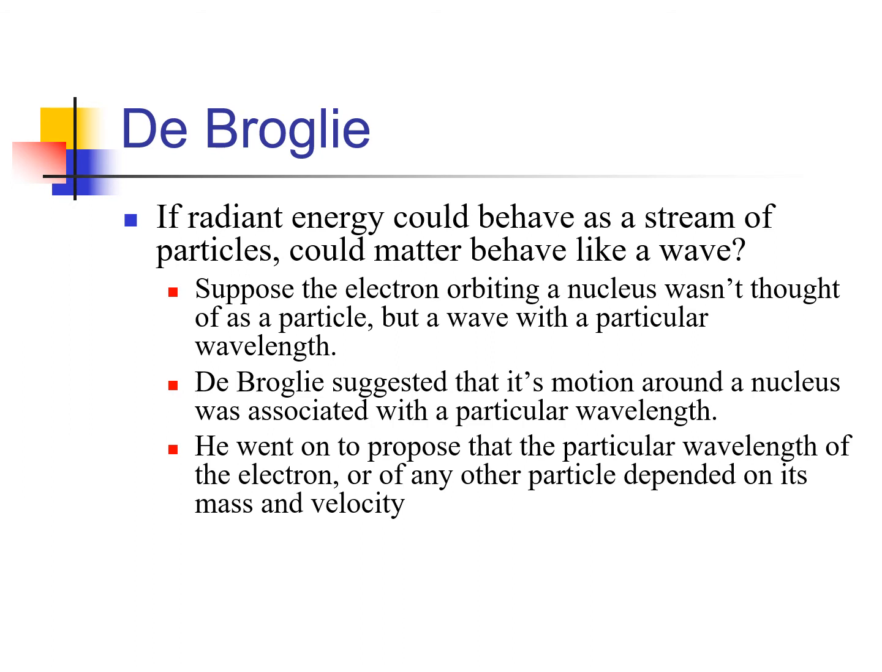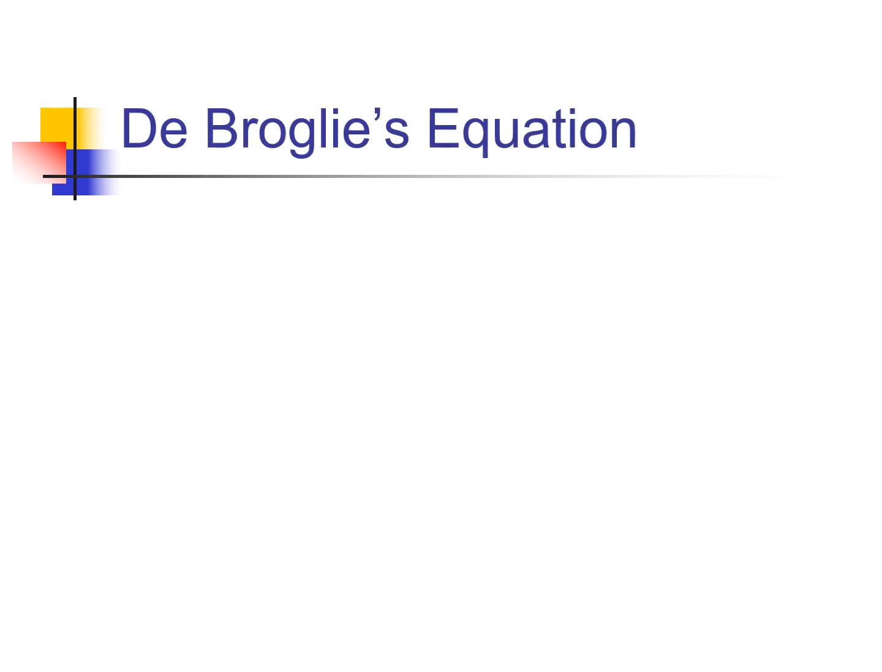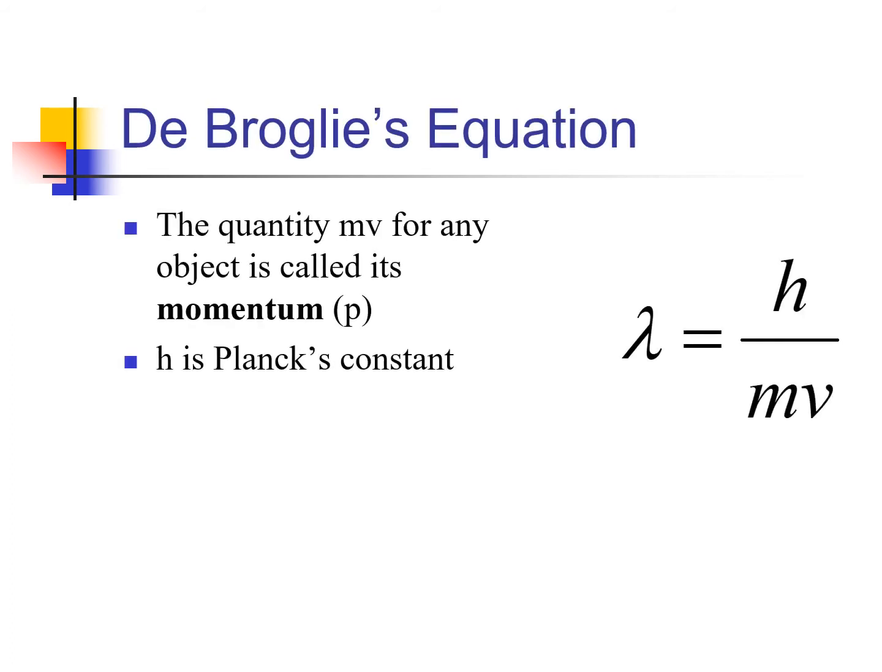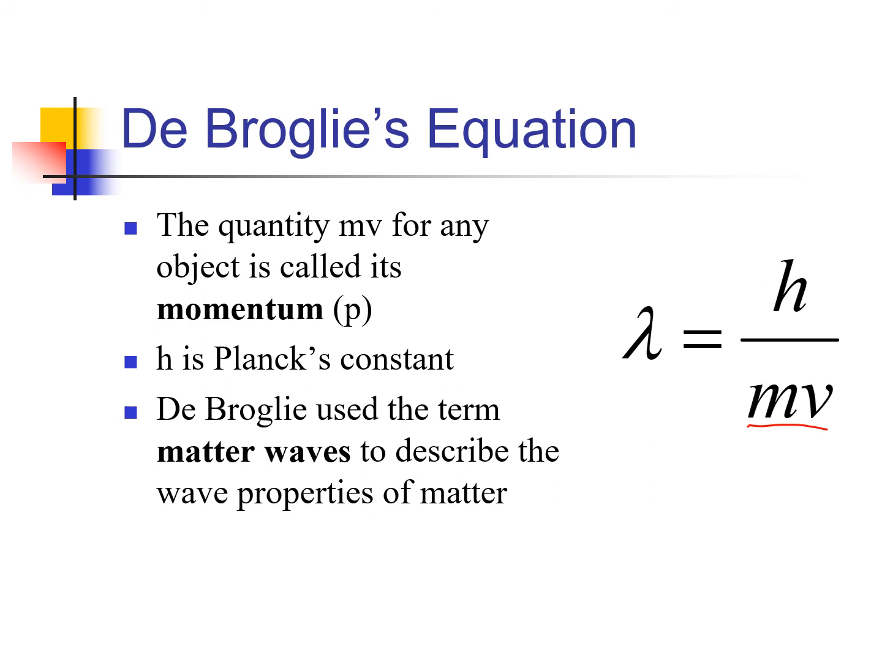And he went on to propose that the wavelength of the electron or any other particle depended upon its mass and velocity, which brings us to the de Broglie equation. The quantity mv is also known as momentum when you take physics. h is Planck's constant. So really just take Planck's constant and divide it by mass times velocity. Any object with mass that is moving, has velocity, has a wavelength.